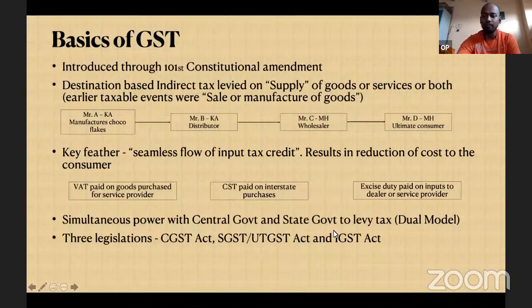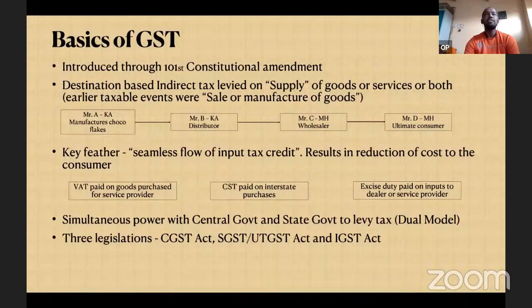So basically, before any tax is charged on any item, they require power with the central government and state government through the Constitution. Therefore, an amendment was made to the Constitution through one of the first constitutional amendments, which has granted the power to the center and the state government to charge tax on goods and services or both.